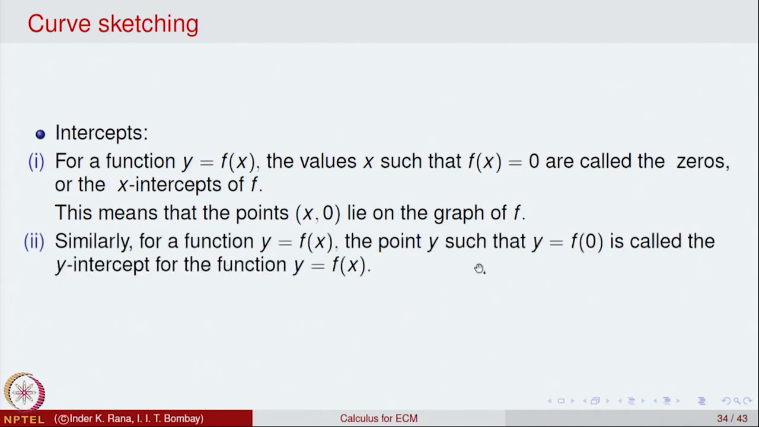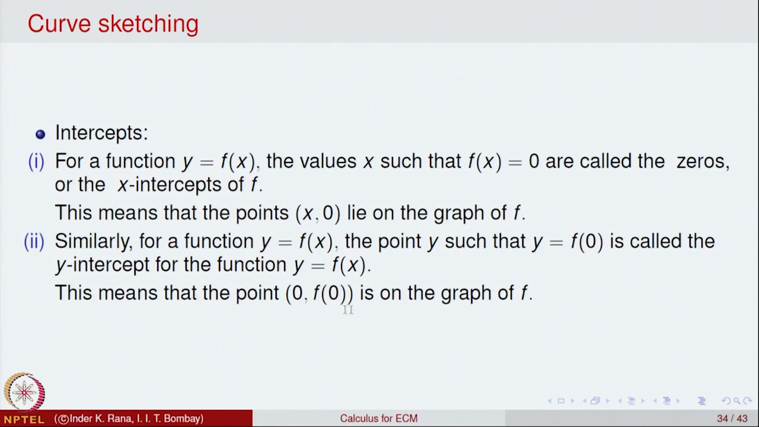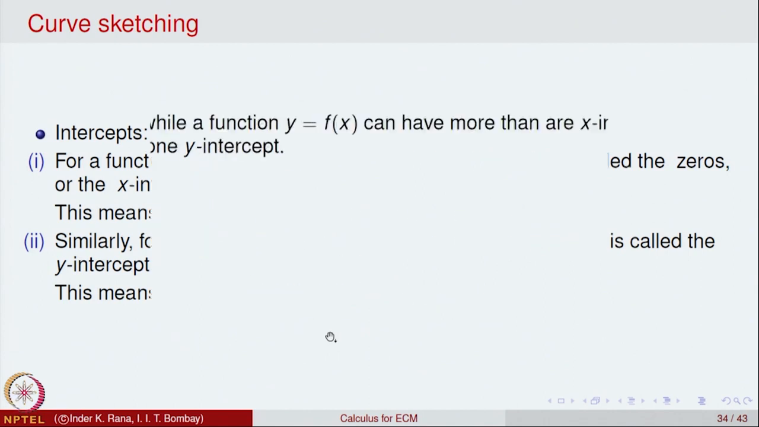And you can also have the intercept on the y axis, that means on the y axis x is equal to 0. So, if you put x is equal to 0 and compute the value y, that gives you the y intercept. The graph will pass through the point 0 comma f of 0, that is a point on the graph of the function which cuts the y axis at the point f of 0. So, you get points through which the graph should pass.